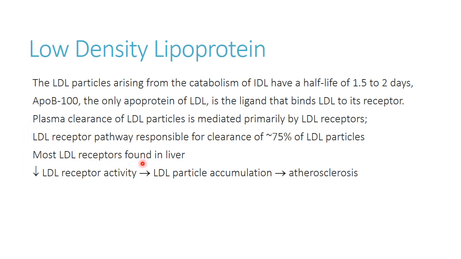Most of those receptors are found in the liver. So that's, again, where most of the catabolism is happening. But with less activity, you're going to have more LDL particle accumulation. That leads to more atherosclerosis. So we've seen patients that have that correlation between high LDL levels and cardiovascular death. If we can get those levels down, we see that they tend to survive for longer.